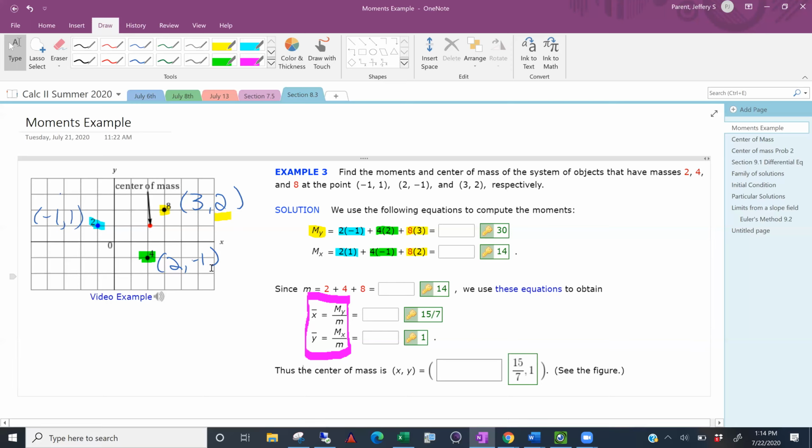All right, that's about it for this example. How are we doing on that one? Hopefully it's just a little bit of arithmetic and introducing some new terms there, moments, and centroid, which is just your center of mass.